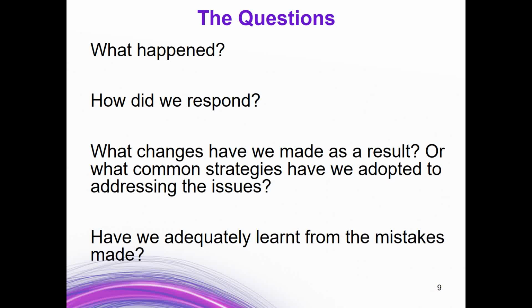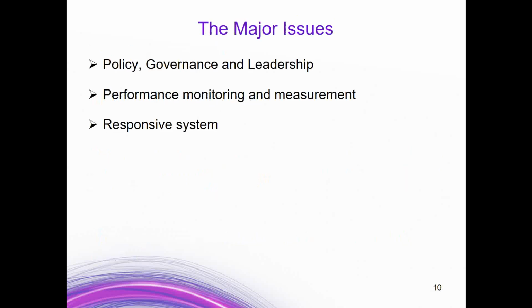And most importantly, we need to make sure they adequately learned from the mistakes made. When you look at the major issues behind all those high-profile scandals, we can actually categorize them into three different areas. One is policy, governance, and leadership. One is performance monitoring and measurement. Another one is responsive system. These are the three major areas that we're not doing well that cause repeated scandals in the system.